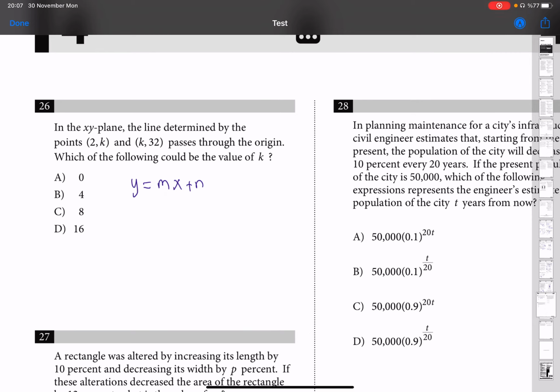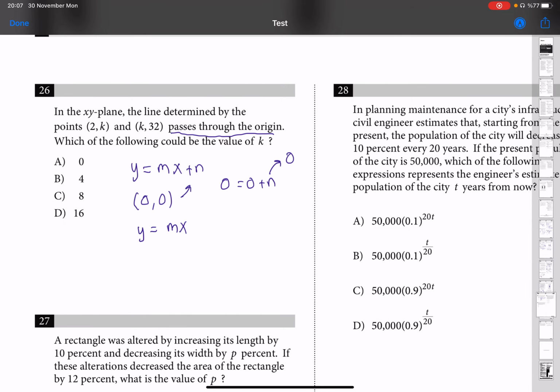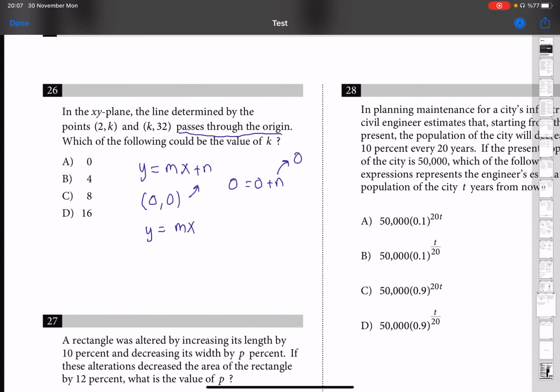But the question tells us it passes through the origin. So when I substitute 0 and 0, it should be satisfied. So let's substitute it. 0 equals 0 plus n. In this case, n should be 0. So our equation reduced to y equals mx. Let's solve it.